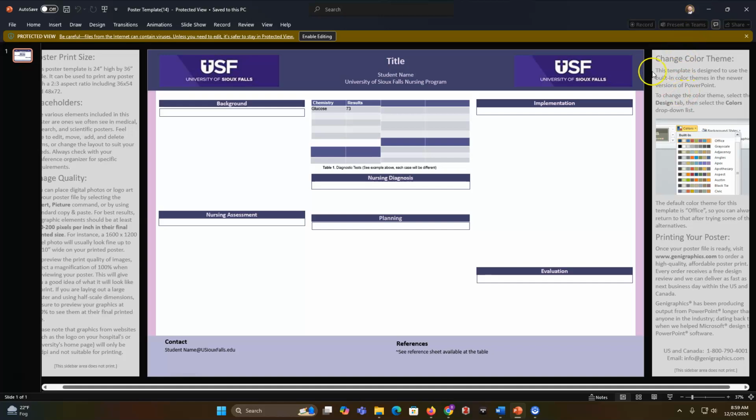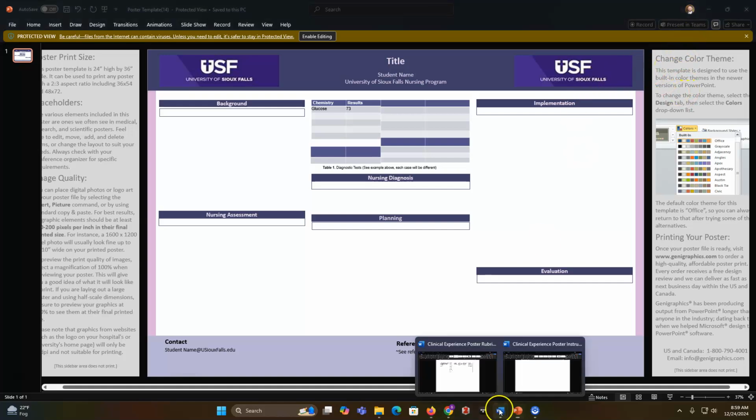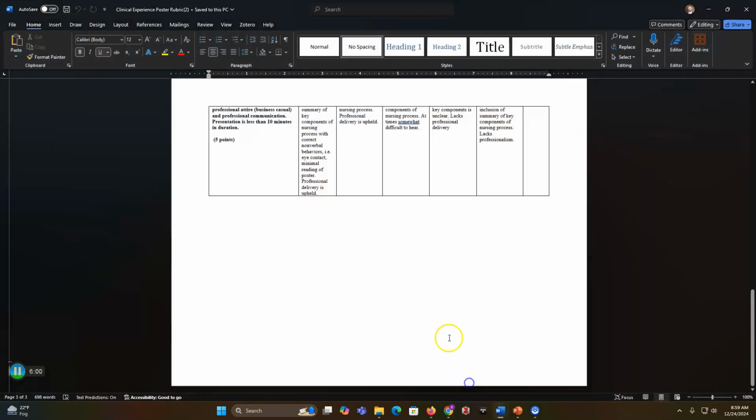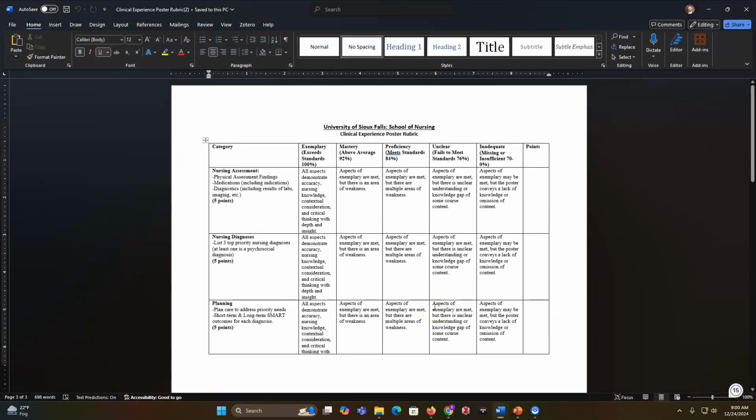Tied to that, we do have a rubric for you to follow, and this is how you're going to get graded on this experience. For this, we talked about nursing assessment. What were the physical findings? What medications were they on? What are the diagnostics?